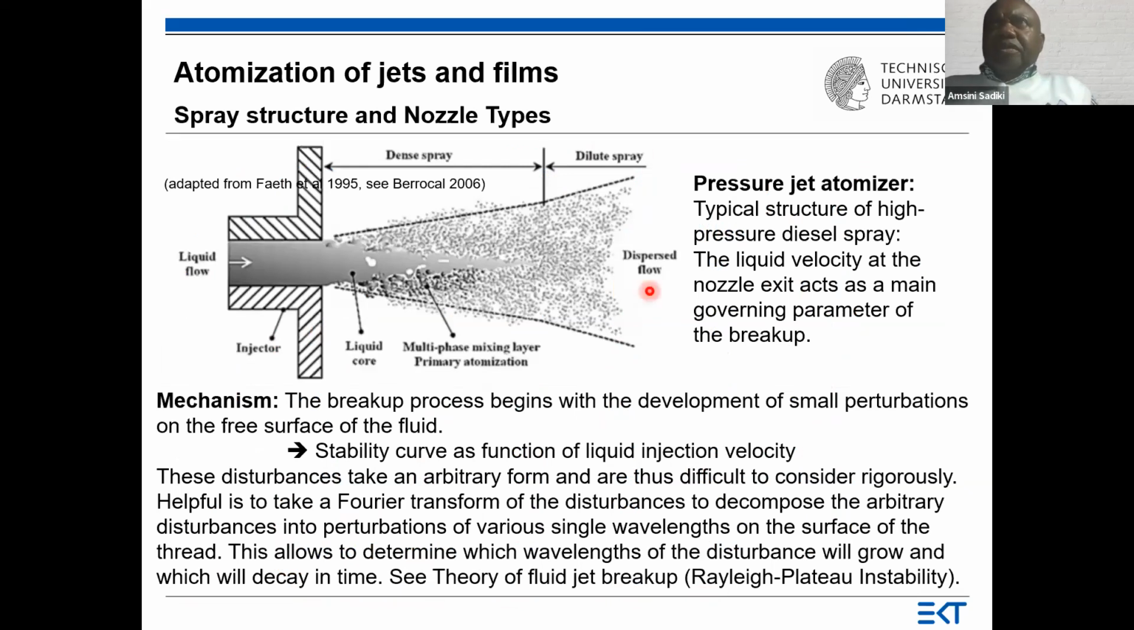Let me now go to some questions we have here. So is the length of liquid core the same as liquid breakup length? Yes, we can say so. It is the same. We can say that it is the length where the breakup is completed. Then it is the liquid core.